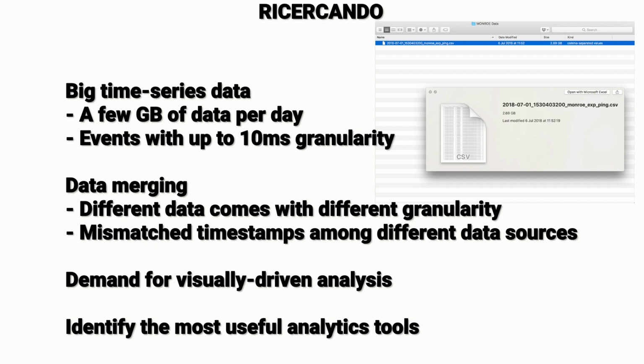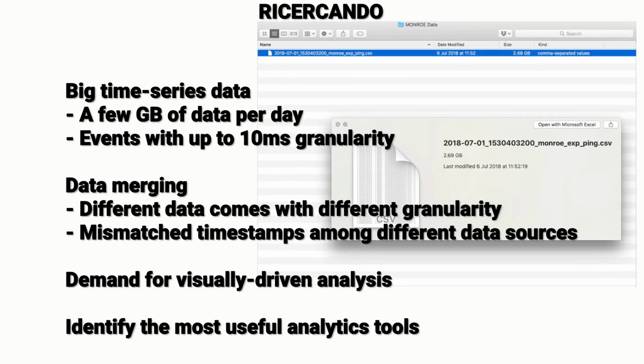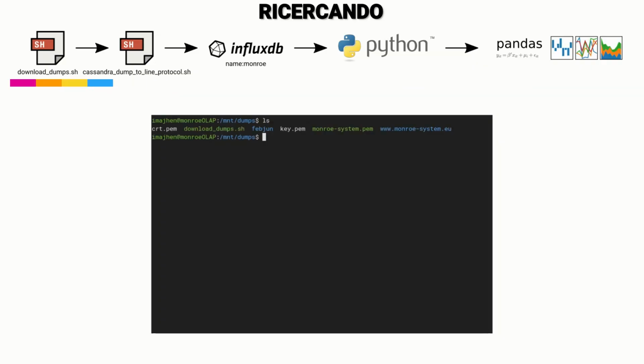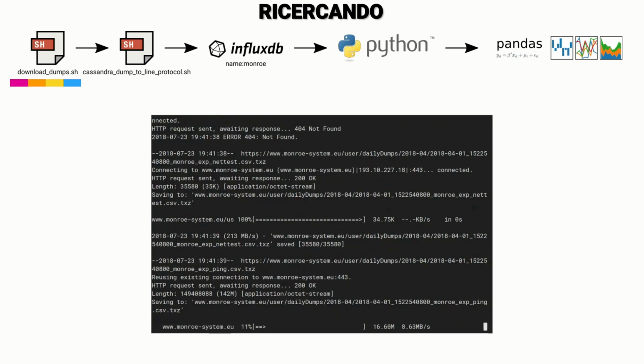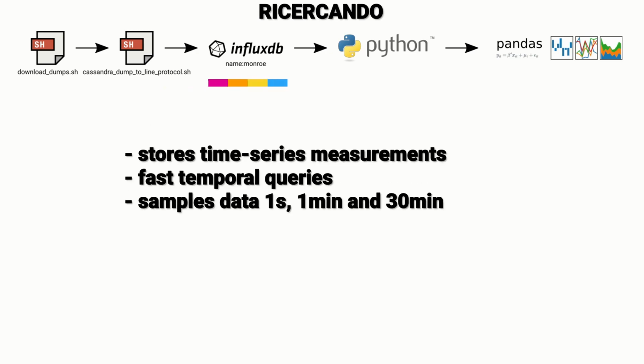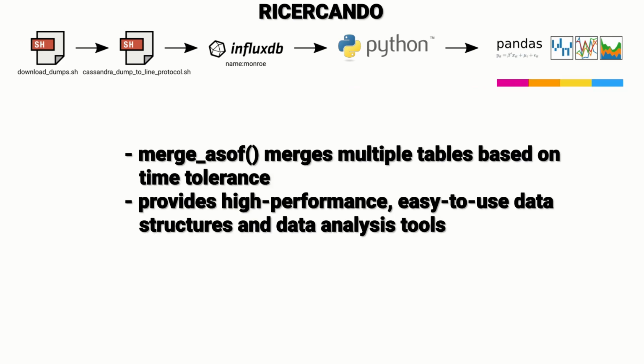RICERCANDO encompasses a suite of tools for rapid exploration of Monroe data. Building an appropriate data representation is the main prerequisite for efficient data mining. We have developed scripts that systematically download the collected Monroe metadata and store them in a time series-based Influx database. Our scripts create views of different time granularity to enable adaptable querying. Our key tools are based on Python, which allows fast prototyping and efficient data transformations through the Pandas framework.